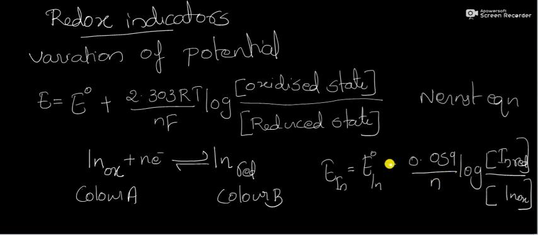Here the sign is minus. So, the concentration of reduced state will be in the numerator, and the concentration of oxidized state will be in the denominator due to the presence of the negative sign.